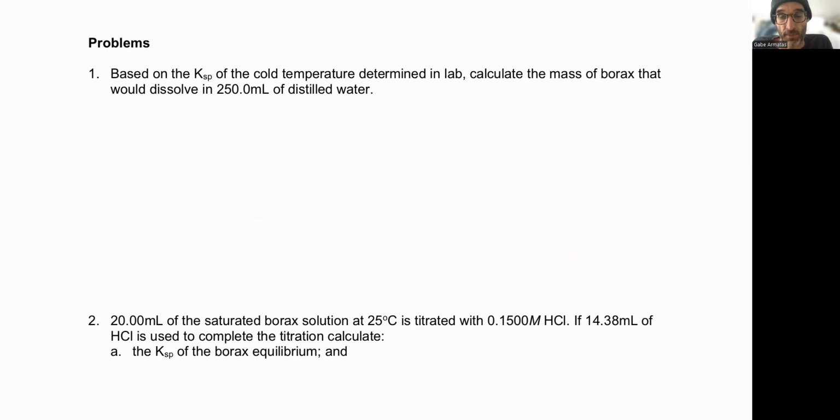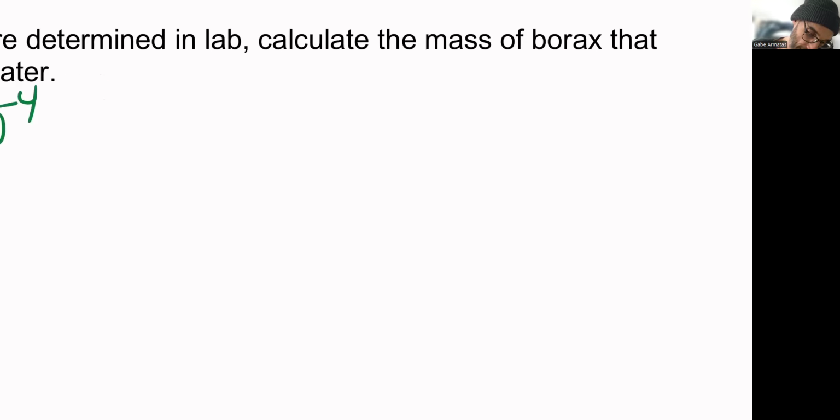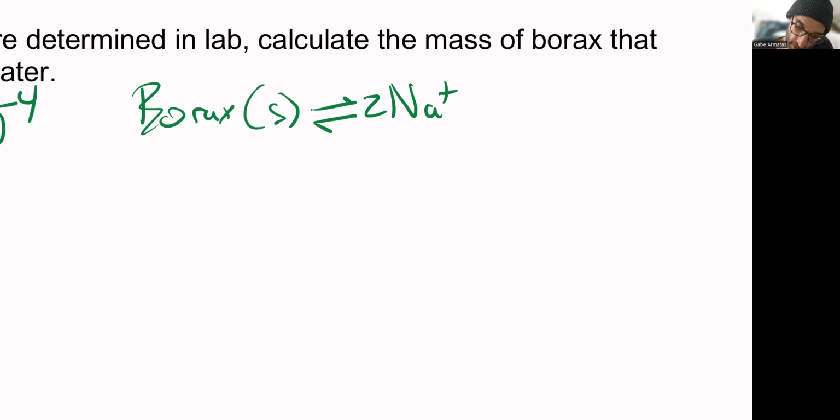Based on the KSP of the cold temperature determined in the lab, calculate the mass of the borax that would dissolve in 250 mL of water. So we kind of did this in the silver chromate lab. So first thing we're going to need is the KSP determined in the lab. The KSP that my students got for the cold reaction is 6.58 times 10 to the negative 4. And so what we need to do is determine the molar solubility from that KSP, because I know that borax as a solid dissociates into sodium ions, 2 of them, plus the borate ion.